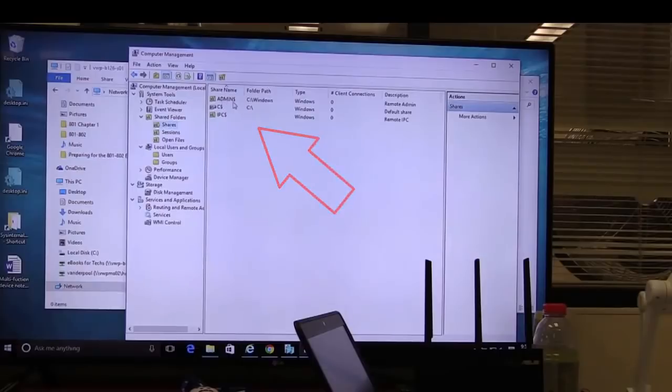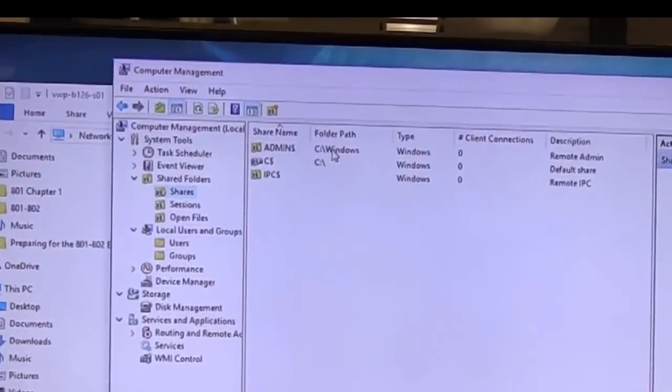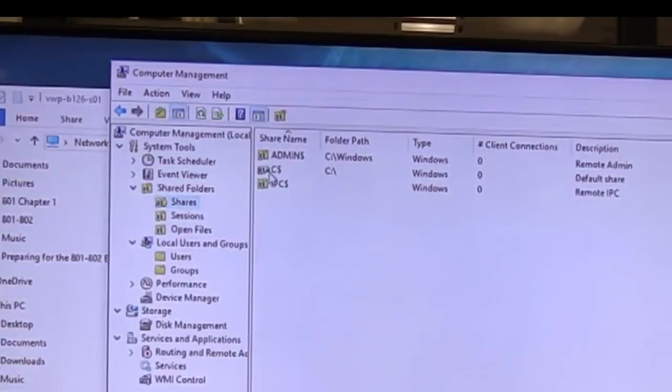One is called admin dollar sign, and it takes you right into what? Windows. The other one is called C dollar sign, and it takes you right into the what? C drive. The root. And there's another one called IPC dollar sign, the inter-process communication share, and that is used by applications, not by you. There are three over here on Jeremy.